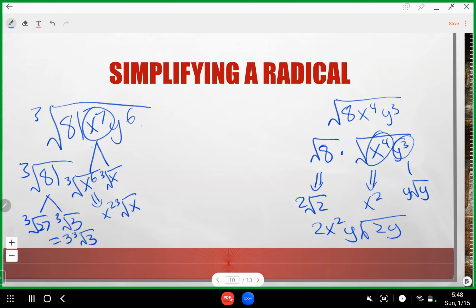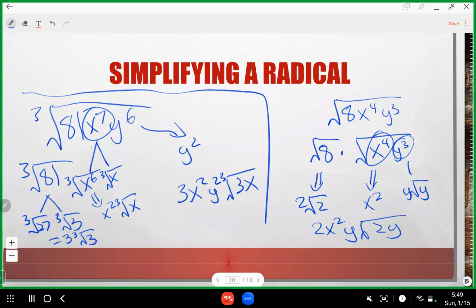Okay, and finally, y to the 6th. It's really easy because it's just going to be equal to y squared, right? And that's a perfect cube. And then we combine everything, x squared, y squared, right? And then combine the things inside the cube root. It's just going to be equal to 3x squared y squared, all right? And then times the cube root of 3x. All right, so very simple here. It works the exact same, right? When you have a cube root.